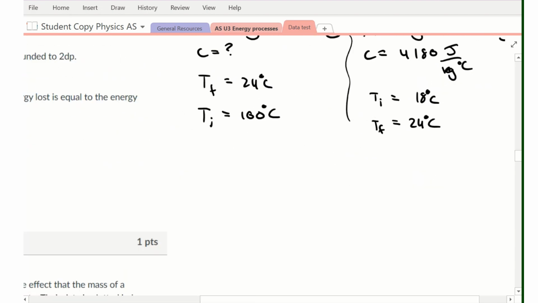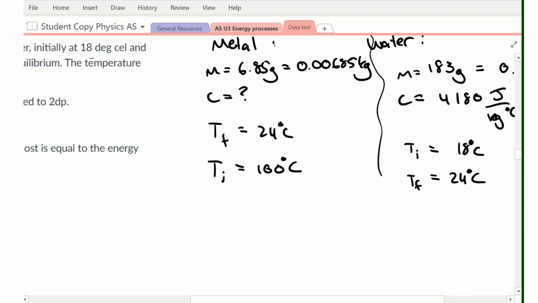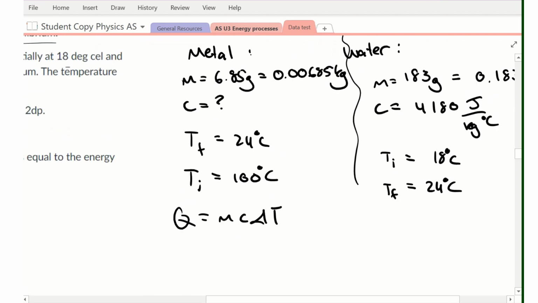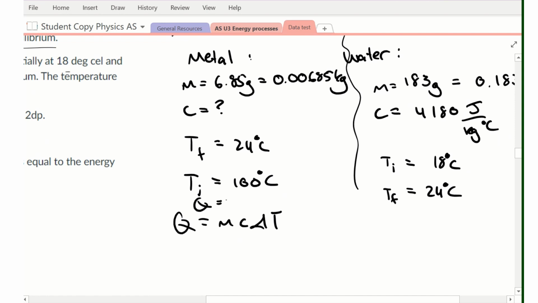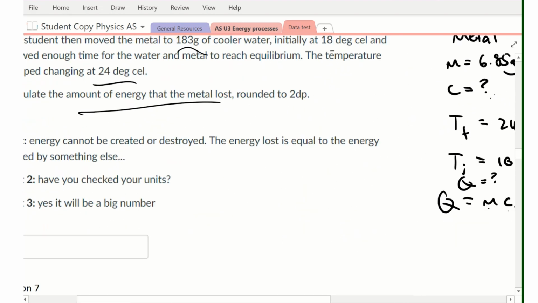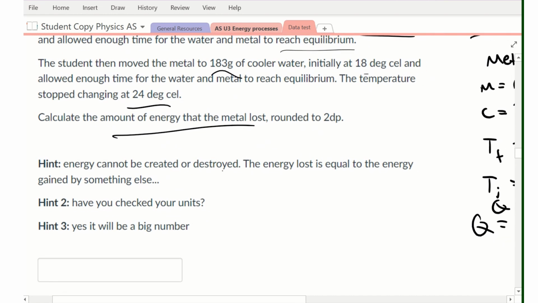Great. Okay. Now, what are we actually asked to find here? Calculate the amount of energy that the metal lost. Well, here's all our metal information. We want to find the amount of energy that has been lost. Q equals mc delta T. We want to know what Q is. Q is equal to something? We don't know. But if I look at all my variables, I know the mass. There it is there. I don't actually know what C is. So I actually can't do anything with this metal yet. But we've got all this extra information, so maybe we'll be able to use that. Now, I've given you guys a hint here. Energy cannot be created or destroyed.